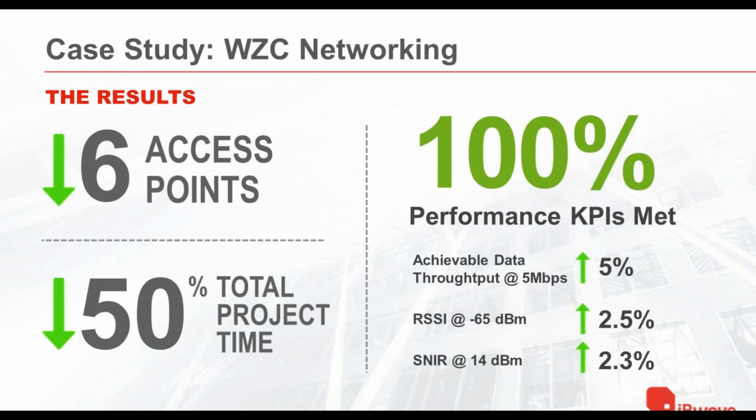The results for them: they used 6 fewer access points than originally estimated, which was a good cost savings for the client. They took about half the time they would usually take to design the Wi-Fi network at a convention center. They said it took about 2.5 days to do everything. And perhaps most importantly, the performance KPIs were met 100%, and the customer was happy and the network performed as it needed to.